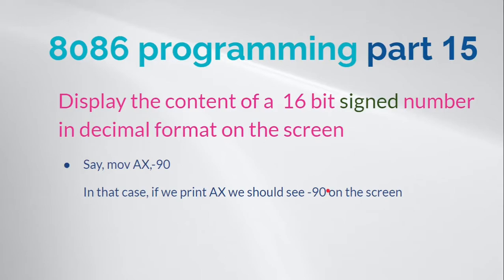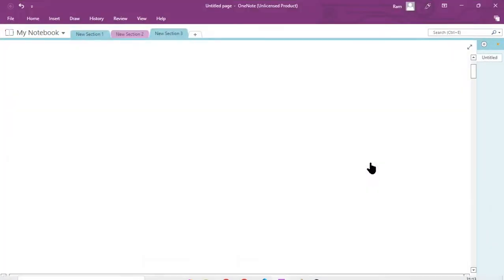Now, to do that, we need to know a few details actually. Only a few details, and maybe one or two new instructions, simple instructions certainly. So the first thing that you need to know is how these negative numbers are stored in the memory.